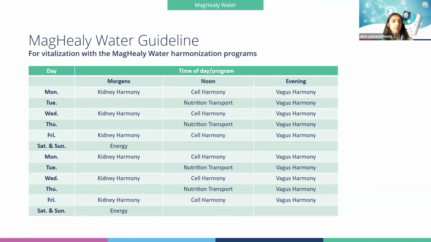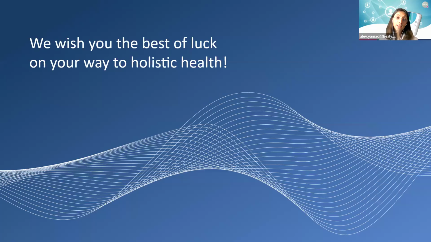And here's also a nice guideline. So usually you want to have a detox effect in the morning, and that can be, of course, done with kidney harmony. And then, of course, cell harmony at noon, and in the evening, vagus harmony. Vagus harmony is always quite relaxing usually. And of course, when you eat a lot at noon, nutrition transport makes a lot of sense. And that's about it. So we covered also the last topic.